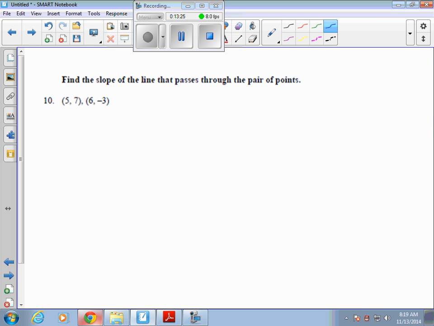Number 10 tells you to find the slope, but now you don't have a picture. You want to use the slope formula. Remember, the slope formula is the change of y, or the difference of y. That's why we subtract y sub 2 minus y sub 1 over the change of x, x sub 2 minus x sub 1. Label it. The first point is x, y. The second point is x, y. The first one is sub 1. The second one is sub 2. And then all you got to do is plug them into the according spots.